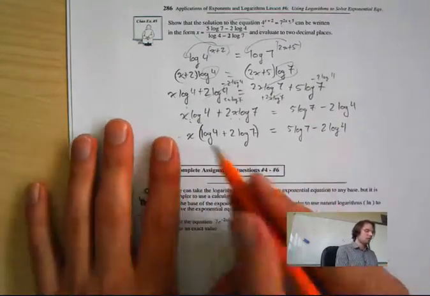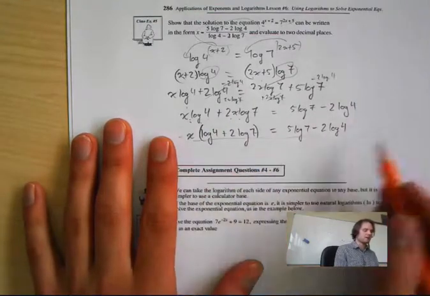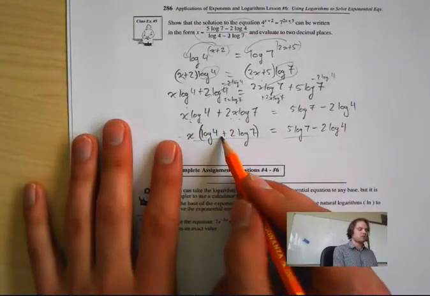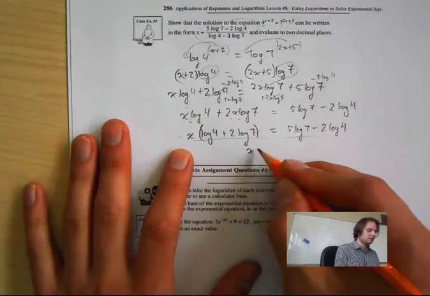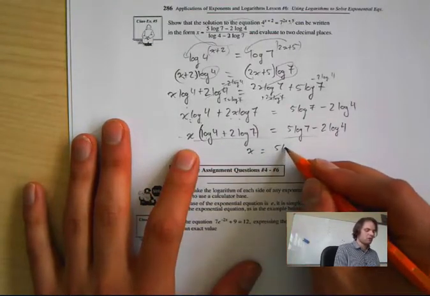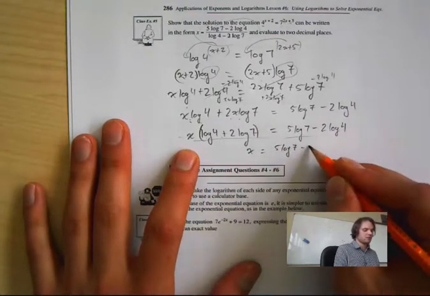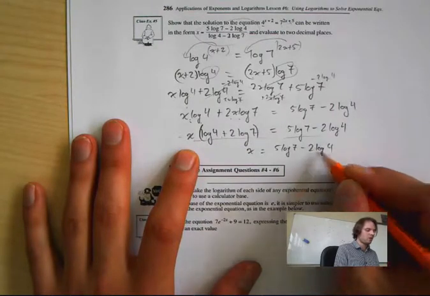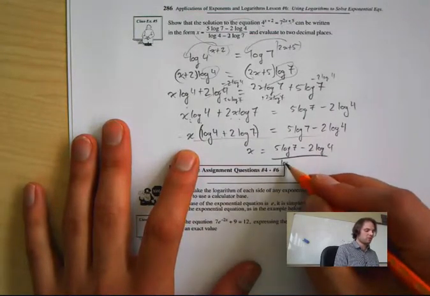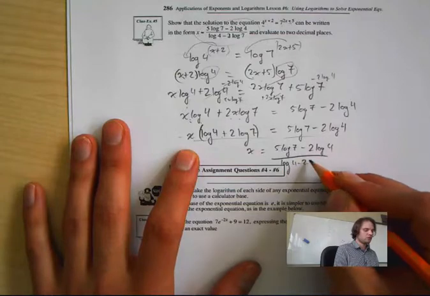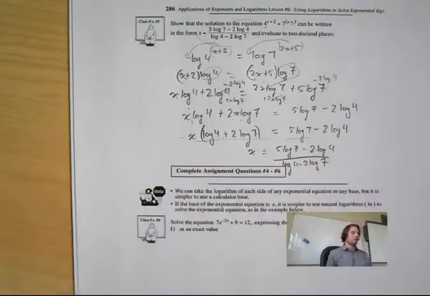Next, what do I do? I just divide both sides by that. I divide both sides by log 4 to isolate for x. So I get x is equal to 5 log 7 minus 2 log 4, all over log 4 minus 2 log 7. Look at that. We have exactly what they have there.